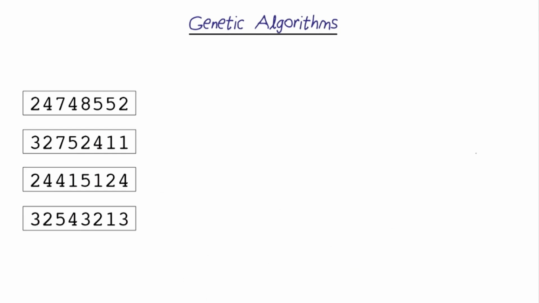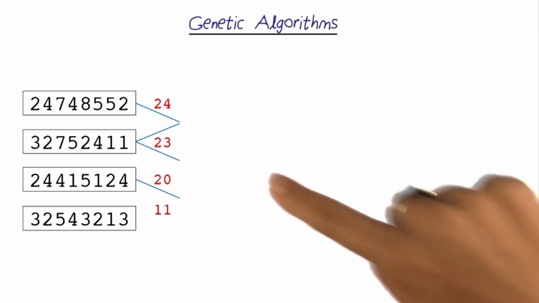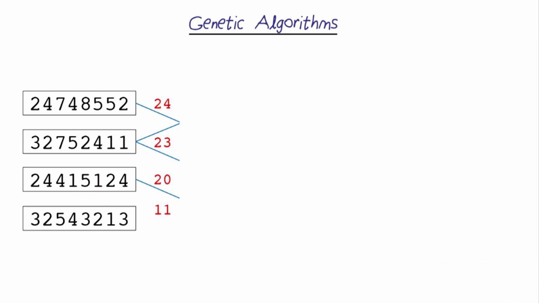How do we choose which ones to use? Easy, survival of the fittest. We'll evaluate each board according to the fitness function we just described. The top board only had 4 attacking pairs, which means it has a score of 28 minus 4, or 24. The next one had 5 attacking pairs, so its score is 23. The remaining 2 have scores of 20 and 11 respectively.